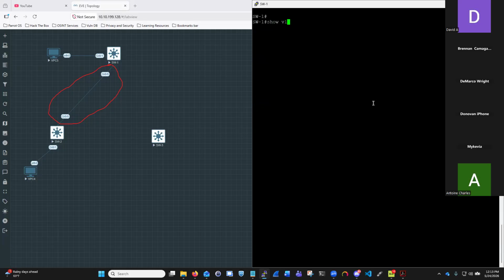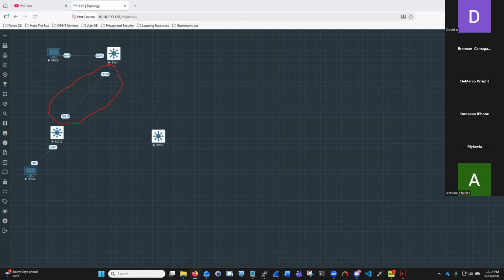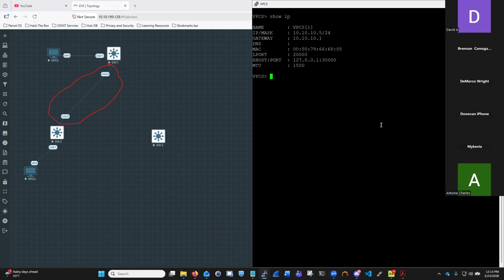Let's see what ports belong to which VLAN. Let's do a show VLAN brief. So where the story left off is that Mykivia and of course Yasin configured VLAN 10 on both switch 1 and switch 2, and we added PC5 and PC4 to VLAN 10. Let's enforce communication between PC4 and PC5 and see if they can communicate.